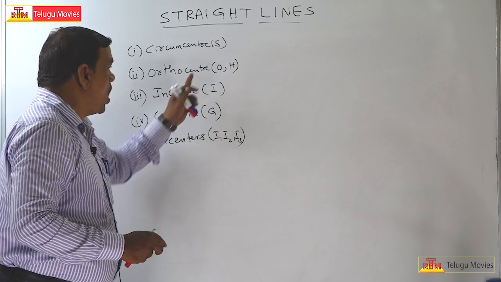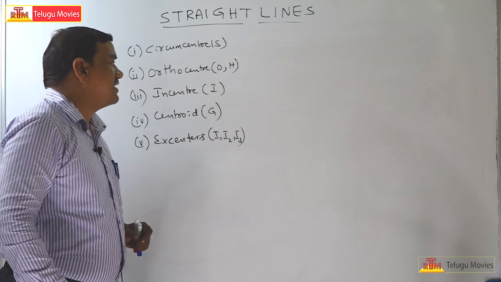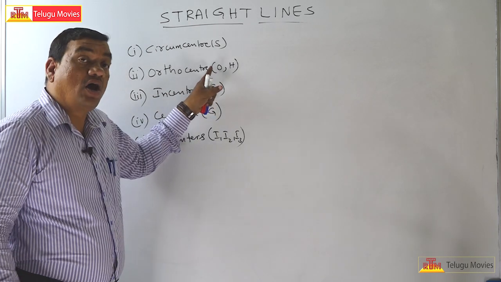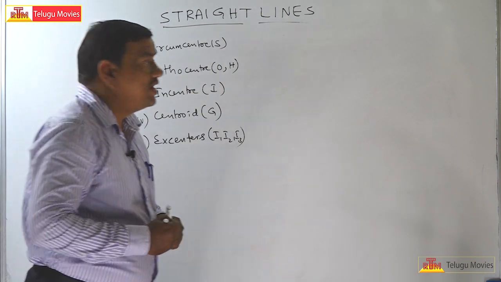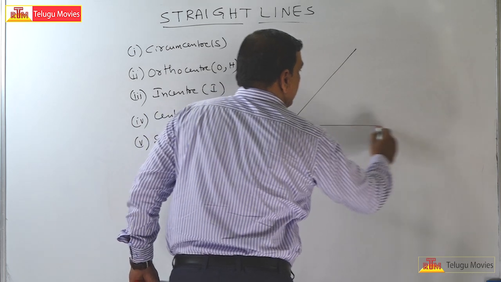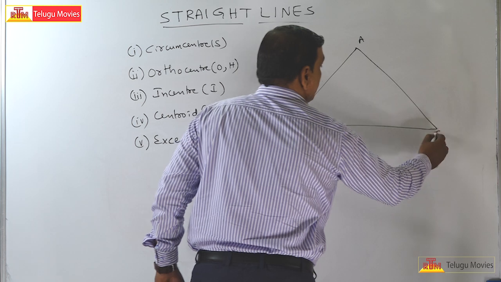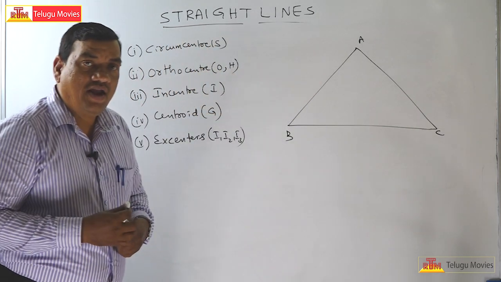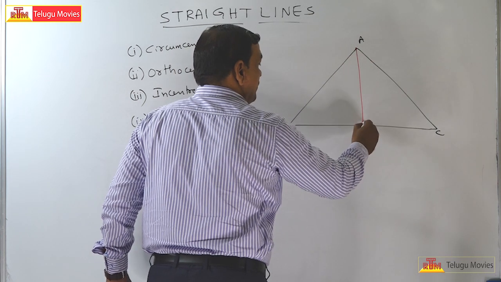Now coming to the orthocenter of a triangle. The orthocenter will be represented sometimes as O or sometimes as H also. Let us take a triangle ABC. From A, draw a perpendicular upon BC.